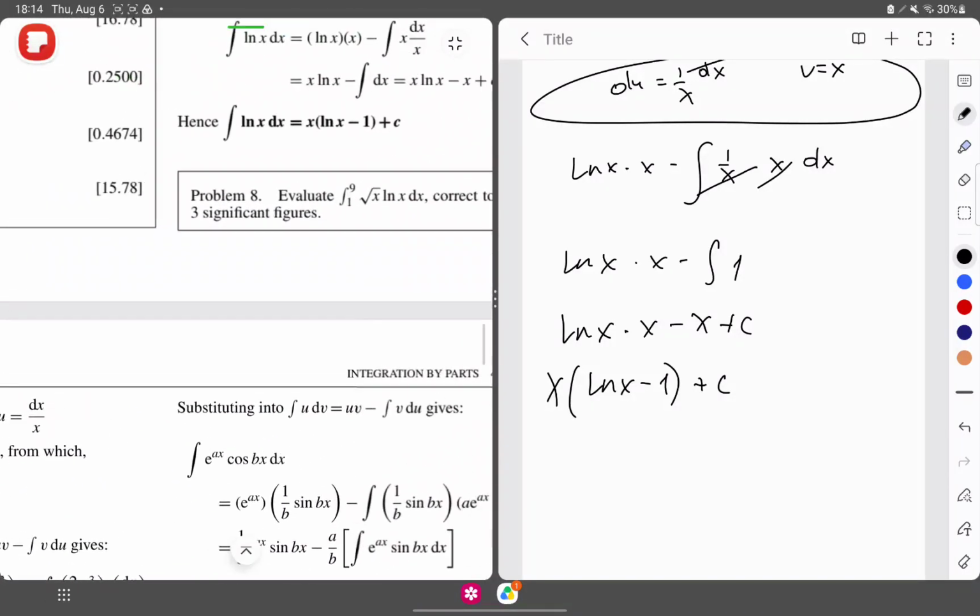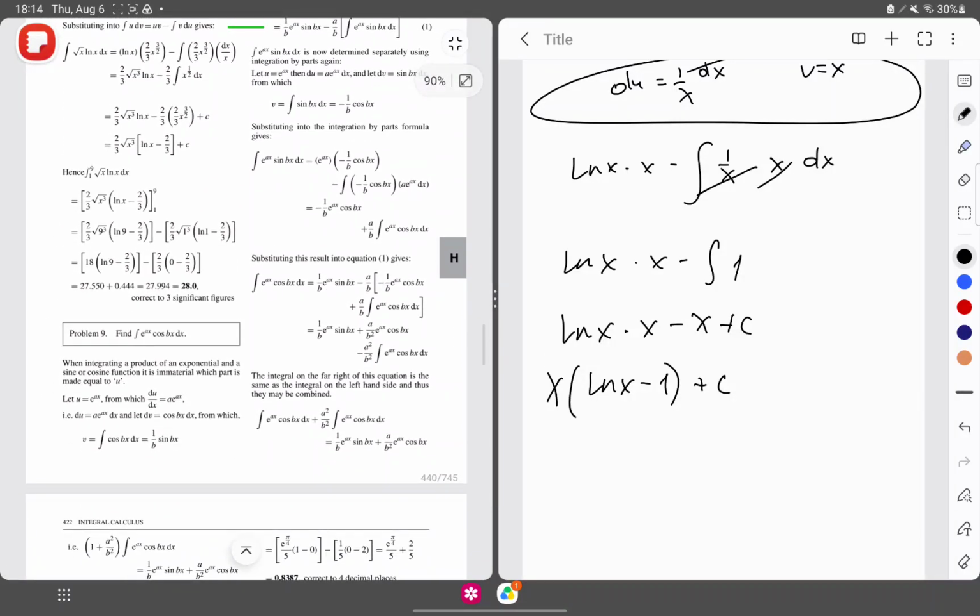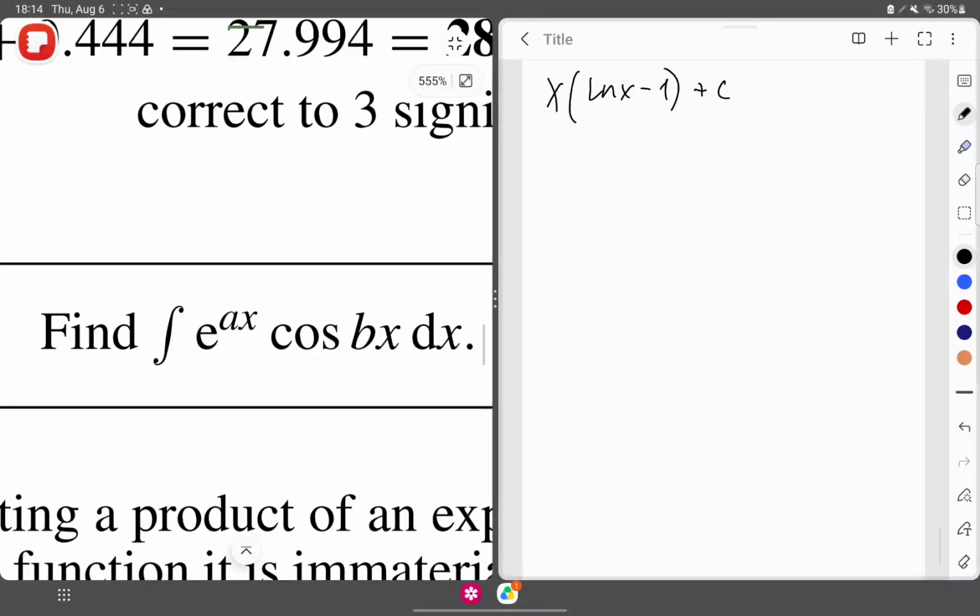I don't know the exercises with those borders, so I will skip them for now. What is this? E to the power of ax cos bx.